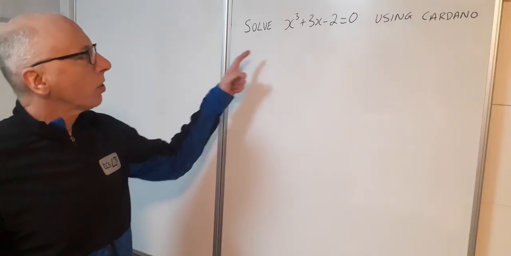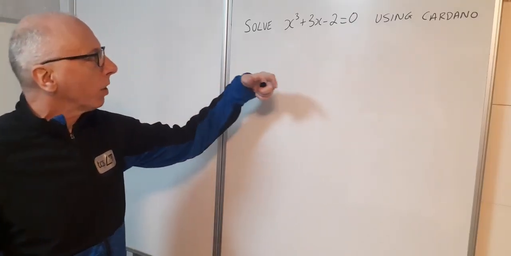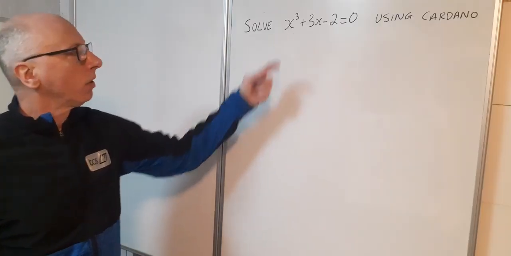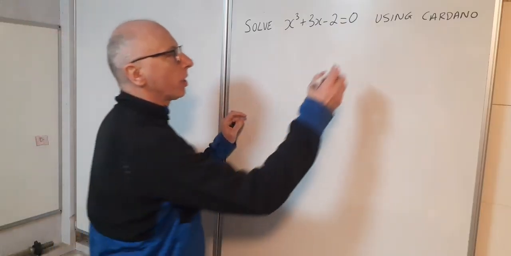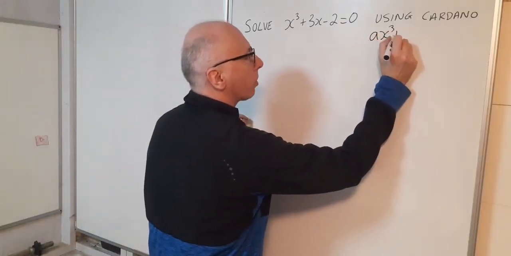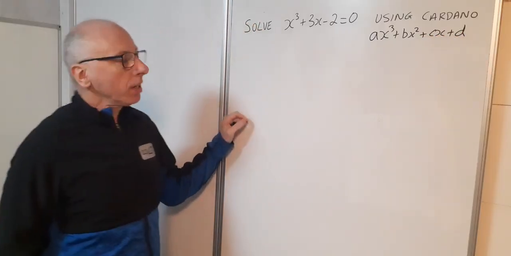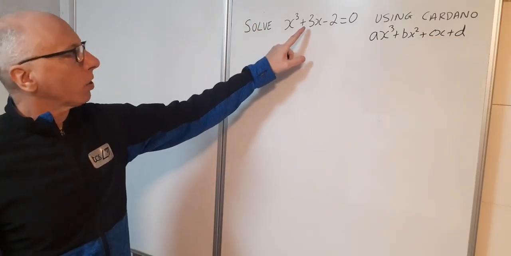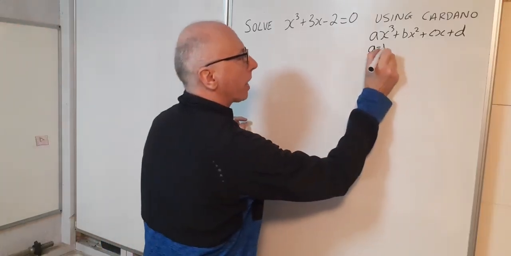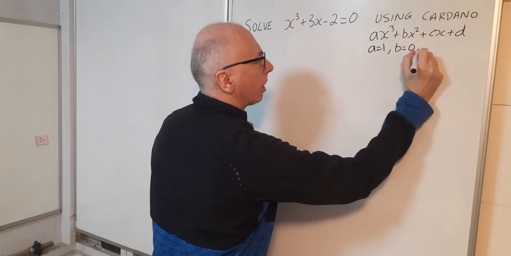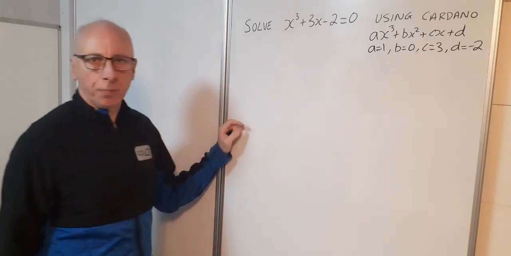So this question here, I'm going to solve x cubed plus 3x minus 2 equals 0 using Cardano's formula, and I want to try and show the exact values for this. Now, what we've got here is a cubic equation of the form ax cubed plus bx squared plus cx plus d. Now this cubic equation is of a special form. This is what's called a depressed cubic because the b coefficient is 0. So I've got a is 1, b is 0, c equals 3 and d equals minus 2.